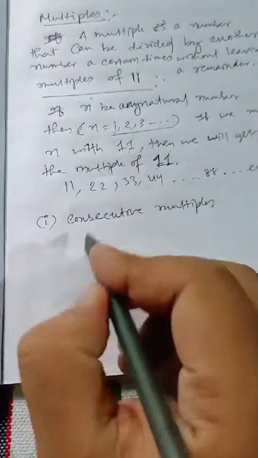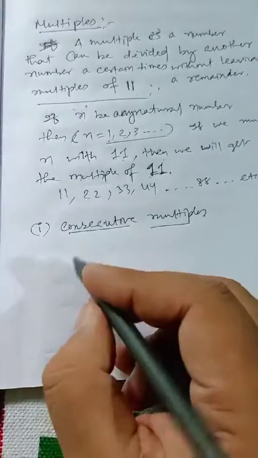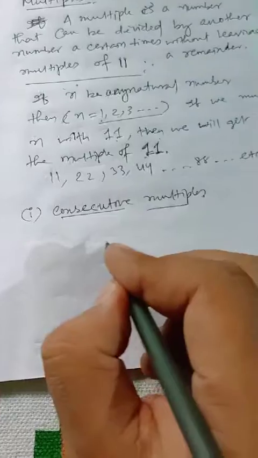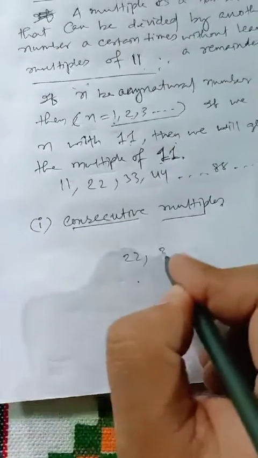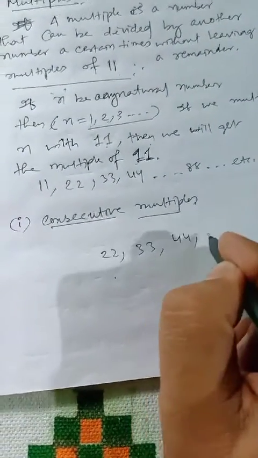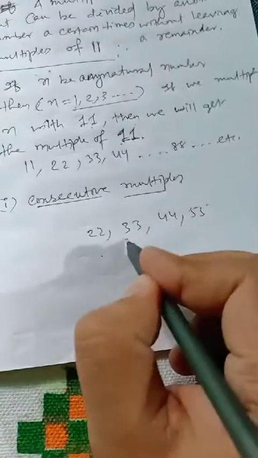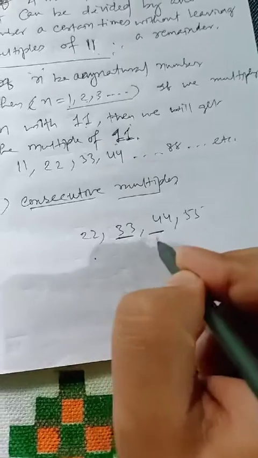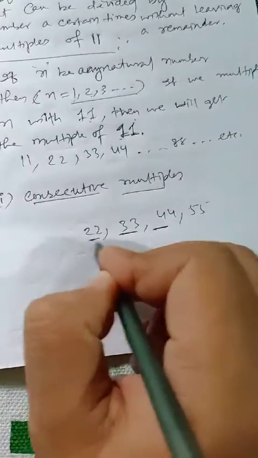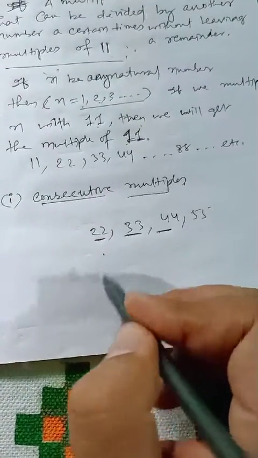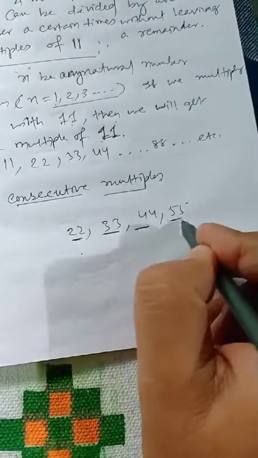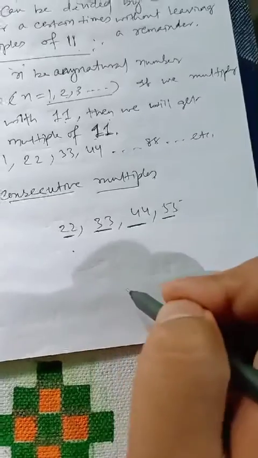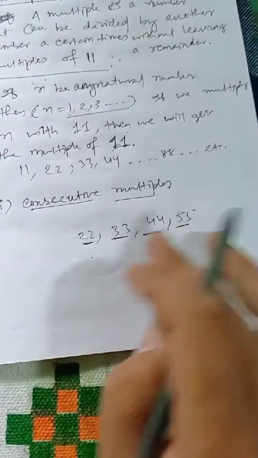Again, what are consecutive multiples? You have to know consecutive means adjacent numbers. For example, if I write 22, 33, 44, 55, then 33 is the consecutive multiple of 11 of 44 and 22. Here 55 is the consecutive multiple of 11 of 44. So these are the consecutive numbers.